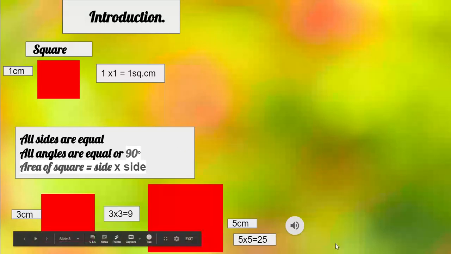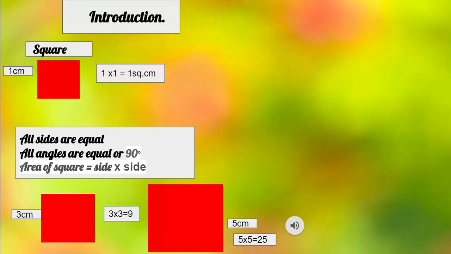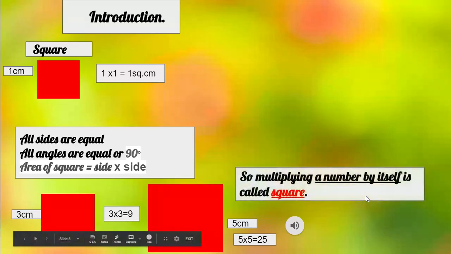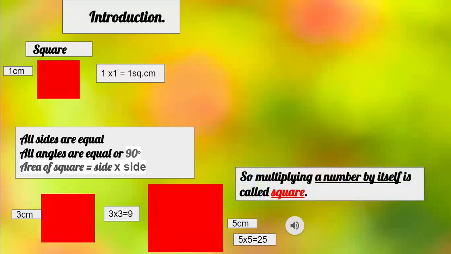In this lesson, our focus is not on the geometrical shape of a square, rather our focus is on the square of numbers like 1 square, 3 square, 5 square, etc. Understood? Then what is a square? Square means multiplying a number by itself is called a square.